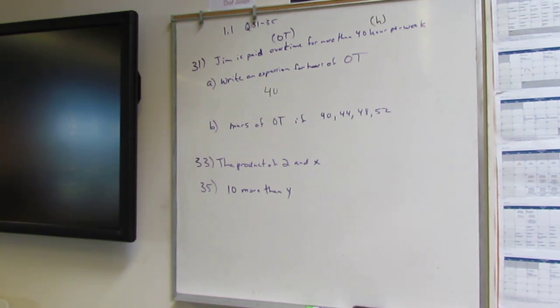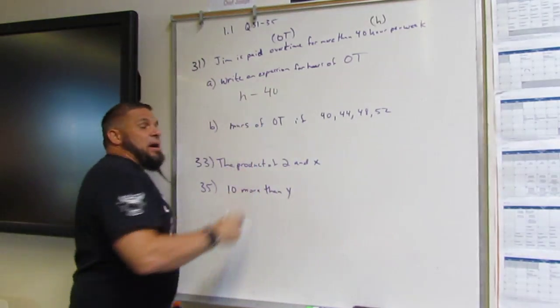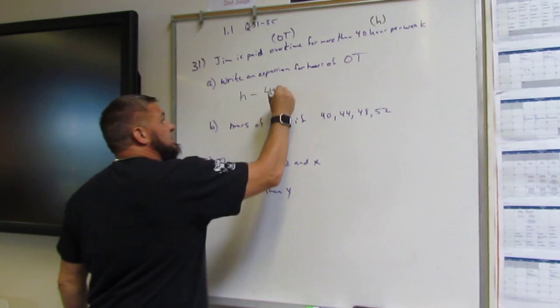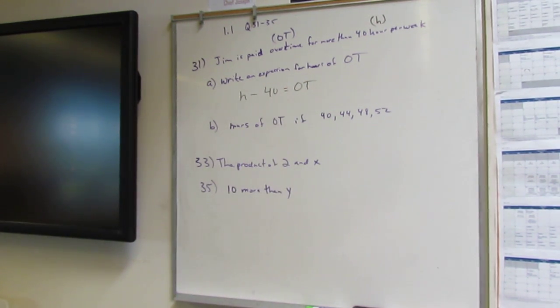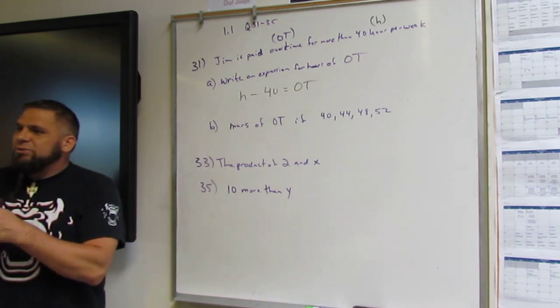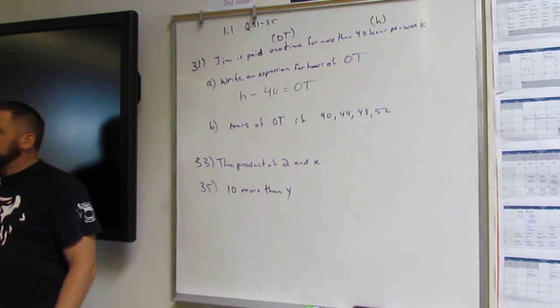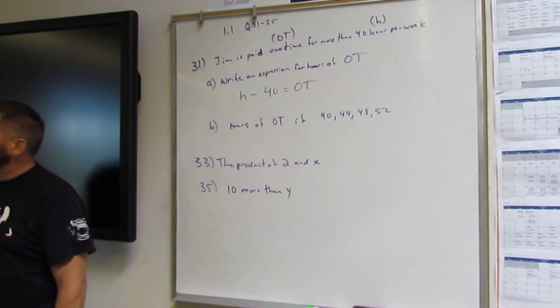Could you have easily just said 42 minus 40 though? Right? However many hours he has, H minus 40 is going to give you his OT. Does that make sense? And that's what they're asking you for, write an expression. An expression, guys, is when you mathematically create a situation that you can solve over and over and over again.